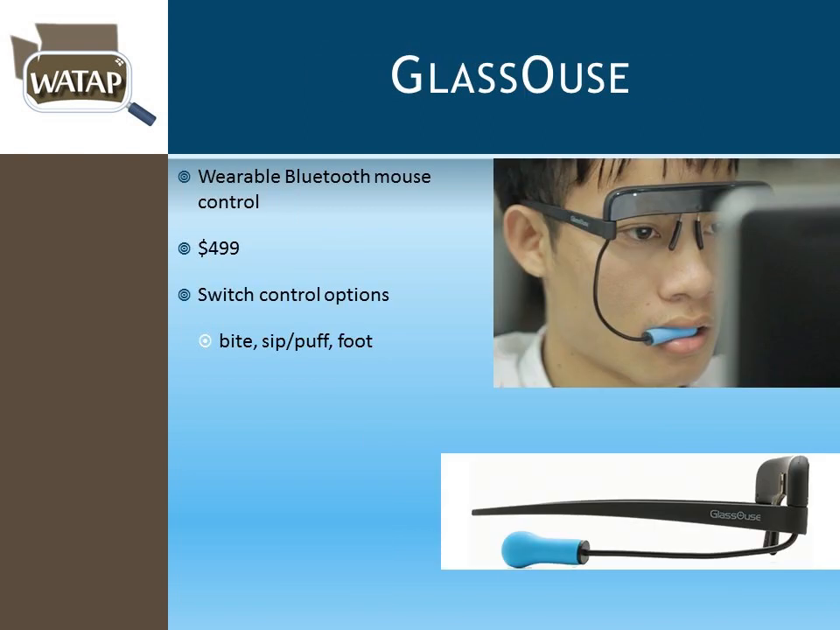I tossed in this one, called the Glassouse. This is a fairly new wearable, hands-free mouse device. It's one of my newest favorite pieces of assistive technology. It's a Bluetooth mouse. In this photo you see the student is wearing it like a pair of glasses. The black bar right above his eyes is actually the mouse tracker. That is the only thing the end user has to wear. It is connected through Bluetooth. The switch option being used in this example is a bite switch.